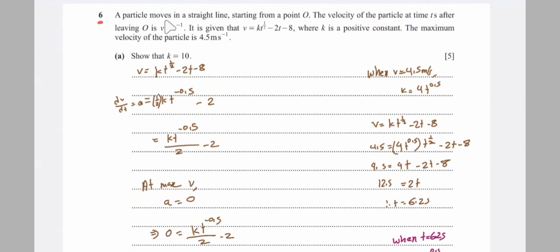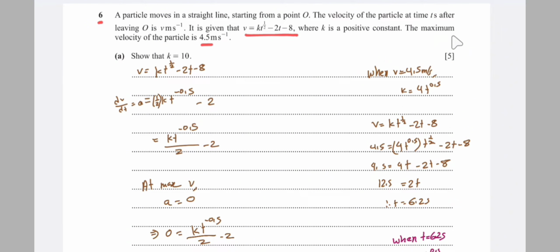Question number 6. A particle moves in a straight line starting from a point O. The velocity of the particle at time t seconds after leaving O is v meters per second. It is given that v is equal to this expression, where k is a positive constant. The maximum velocity of the particle is 4.5 meters per second. So we have been given the value of maximum velocity and we know the expression for velocity. Show that k is equal to 10. So we need to find the value of k as 10.